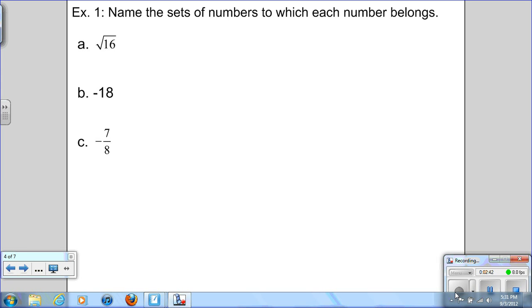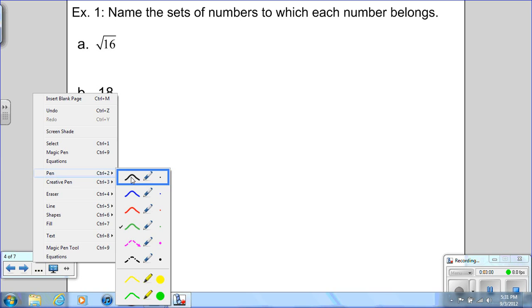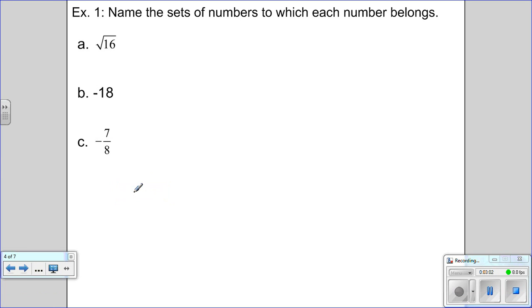Okay, let's try it out. So letter A, we need to name the sets of numbers to which each number belongs. The square root of 16 in letter A, this is a tricky one. This one here that they gave us is not in simplest form, so you have to watch out for that. The square root of 16, 16 is a perfect square, so we can actually rewrite it as the number 4. And you need to do that. We don't want to think of this as the square root of 16. We want to think of it as 4.